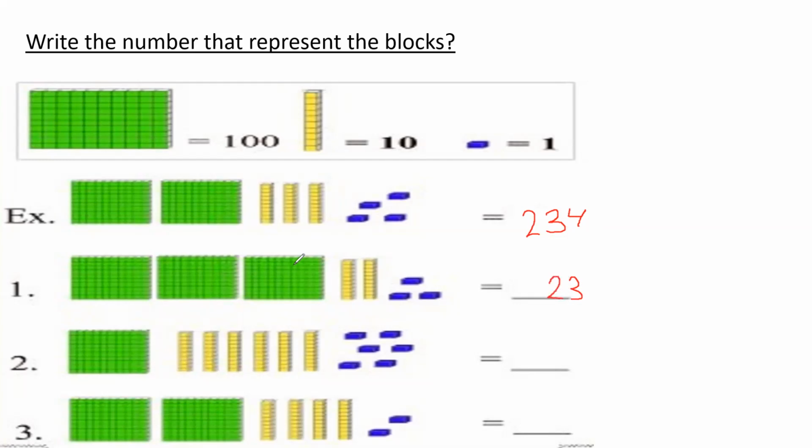Okay. Now, what about the flats? 1, 2, 3 flats. That means 3 in the hundreds. 300s. So it will be 3. So the number will be 323.